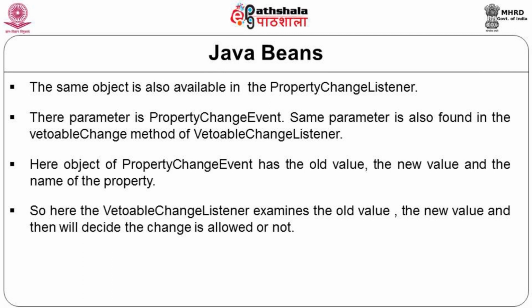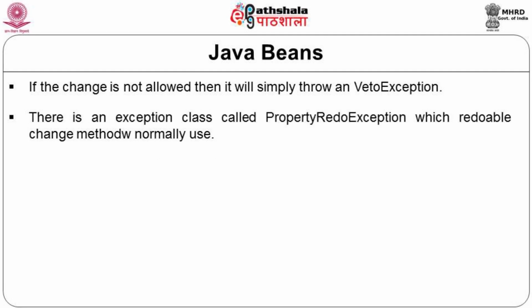Here the property change event object has the old value, the new value and the name of the property. The idea is that the vetoable change listener examines the old value and the new value, mainly the new value, and can then decide whether the change is to be allowed or not. If the vetoable change listener feels the change is not to be allowed, it simply throws a PropertyVetoException. There is an exception class called PropertyVetoException, which the vetoableChange method normally throws. That is the way a vetoable change listener would work.